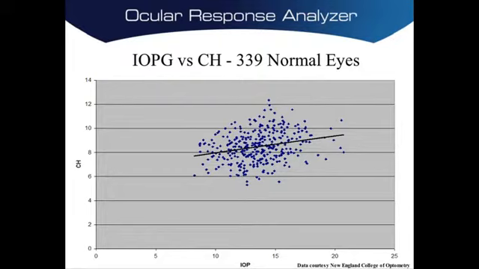Here's 339 normal eyes measured by Goldman tonometry and compared to the corneal hysteresis measurement. And this is a very, very weak correlation, even though that looks like a positive relationship. The R-square value in this data set is about 0.0065, so there's essentially no relationship between the pressure in the eye and the corneal hysteresis measurement.